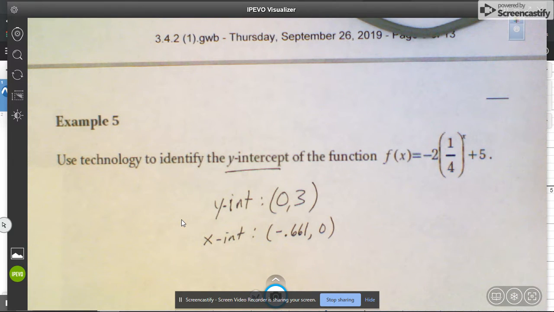And like I said, this will be the same video for 3.4.1 and 3.4.2. Since I did one linear and one exponential, it'll show up on both of those lessons. So there's not a whole lot of point in you watching it twice, but it'll be in both places. All right, good luck, guys.